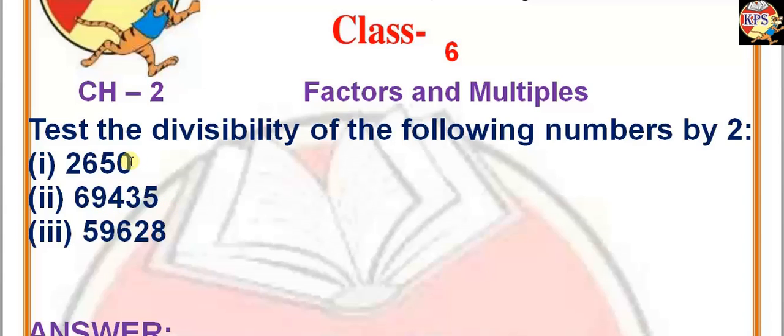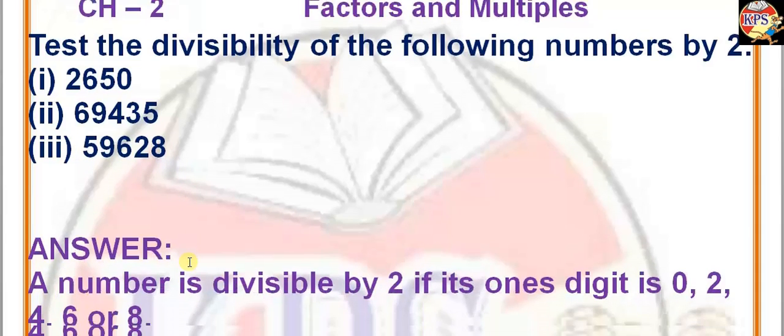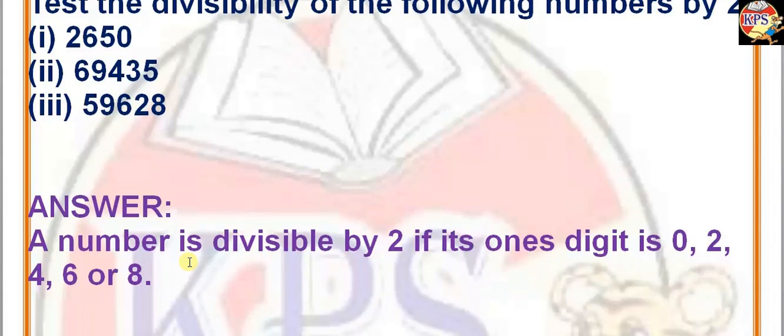So here the last digit is 0, so we can say that this whole number can be divided by 2. Here the last digit is 5, so we can say the whole number cannot be divided by 2. Here the last digit is 8, so we can say the whole number can be divided by 2. Now I am going to explain how you will write this.